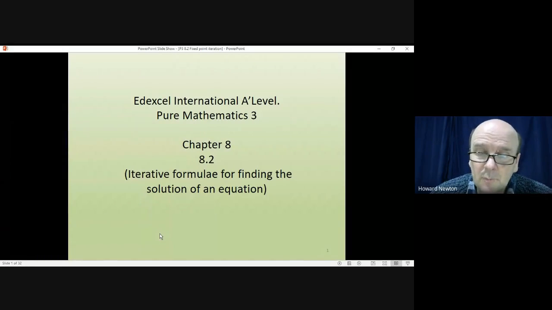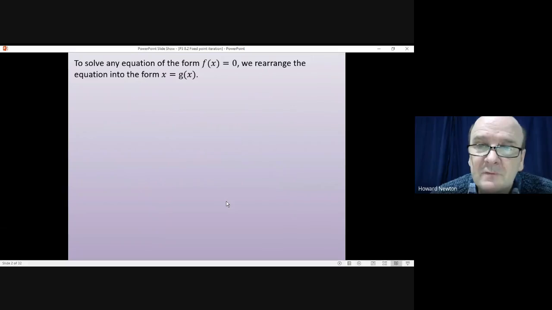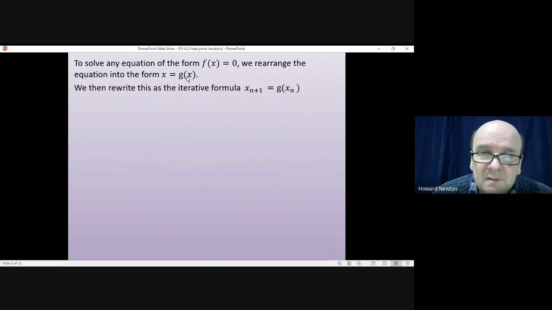And in this lesson, we'll be looking at how you use iterative formulae in order to find the solution of an equation. To solve any equation of the form f of x equals 0, we rearrange the equation into the form x equals some other function of x. What that means in practice is we've got some function of x on the left-hand side, and we try and keep one x on the left-hand side and move everything else onto the right-hand side. And then once we've done that, we rewrite this relationship, x equals g of x, as the iterative formula, xn plus 1 is equal to g of xn.